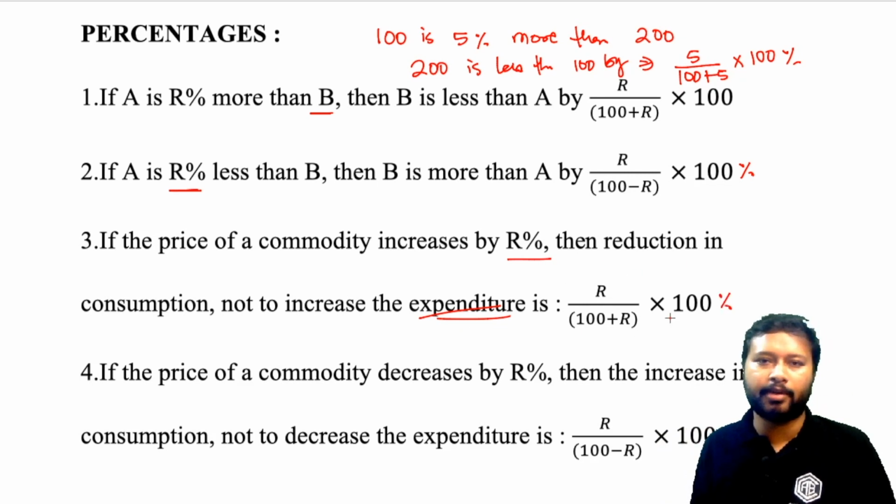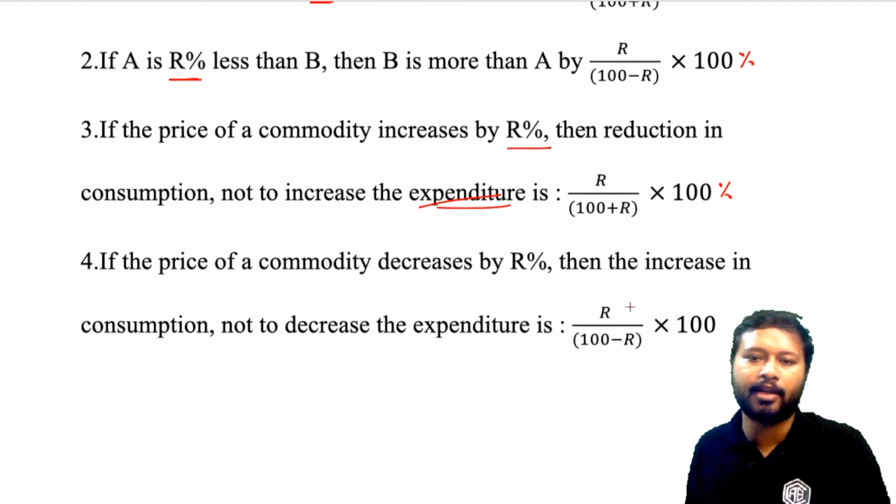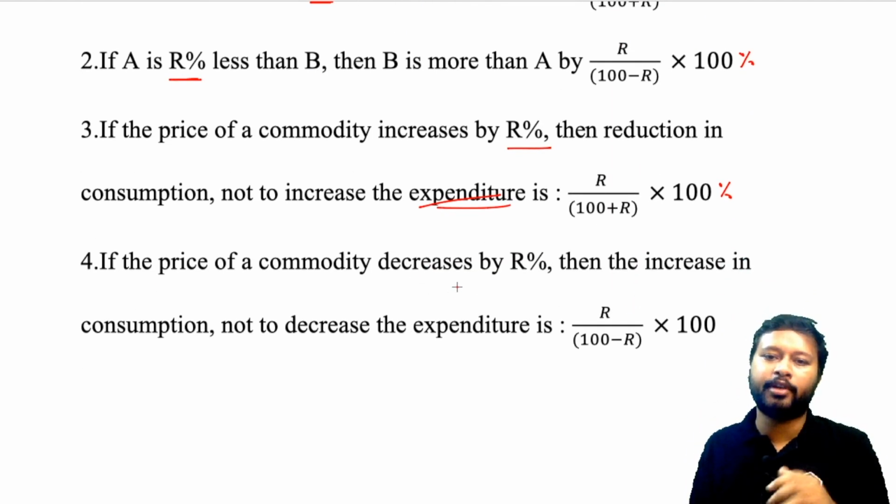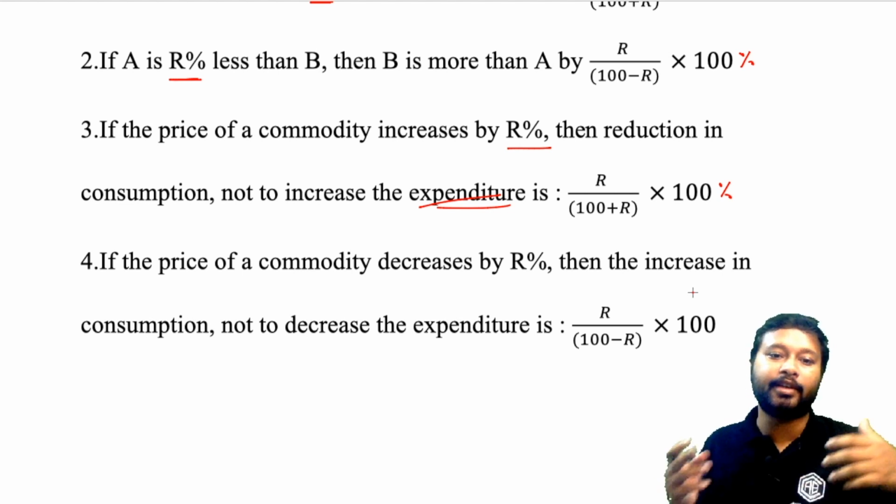So that is given by this much percent. Okay, so everything is in percent over here. So R upon 100 plus R percent. Similarly, if the price of a commodity is decreased by a certain percent, then there is an increase in consumption.